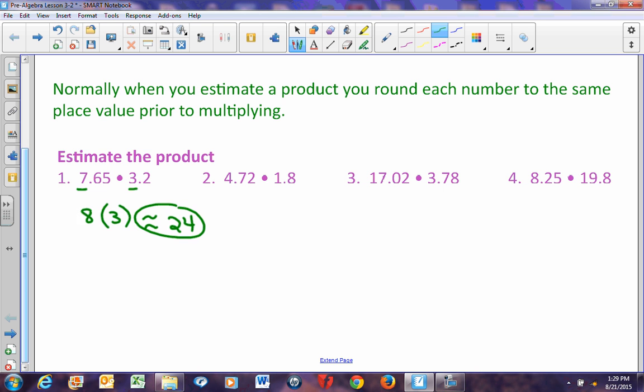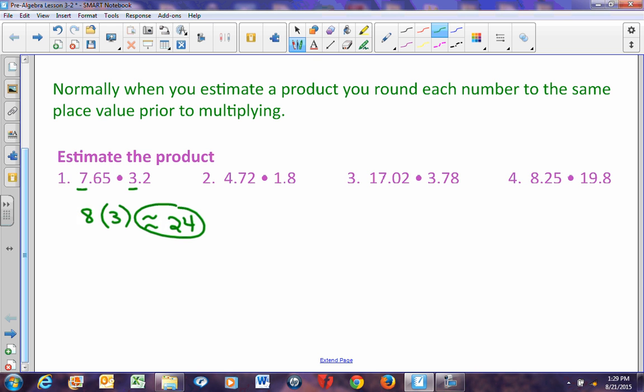We want a fast and easy computation. So don't sit here and say, oh, I'm going to estimate this to 7.7 and this to 3.2. That's not going to speed up my multiplication at all. I'm still going to need to use paper and pencil, and it's still going to take me a while to do it. So you want to make it so that you can do it fairly quickly.